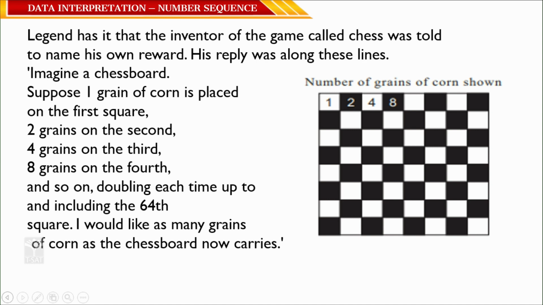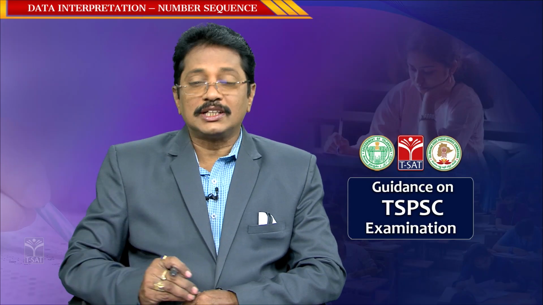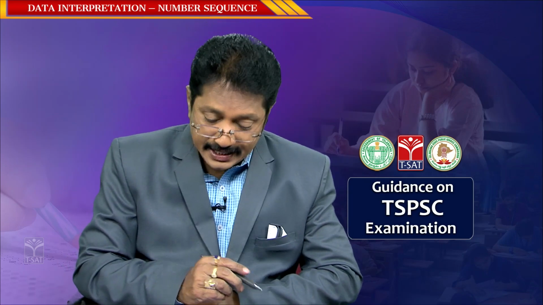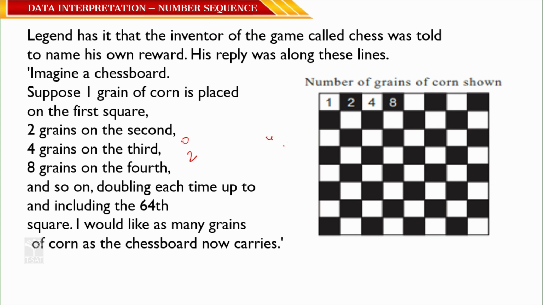Now we will see how to count the total number of grains. The first one is 1, which we can say is 2 power 0, the second is 2 power 1, the third 2 square, the fourth 2 cube, and so on up to the last one, 2 to the power of 63, because we started with 0. This is the sum. Actually, it is a GP, a geometric progression.